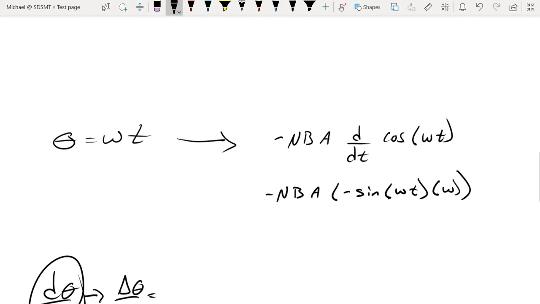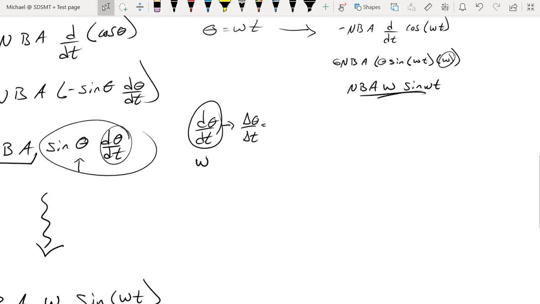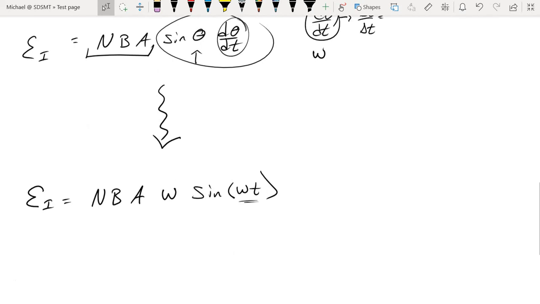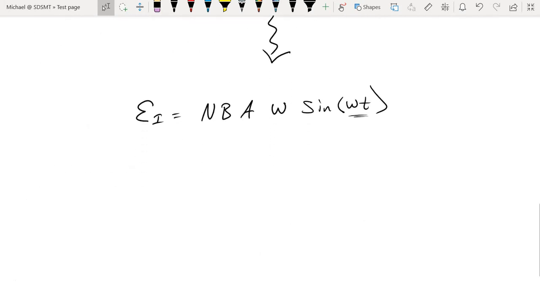Well, so what does that make? That makes two negatives, which is a positive. There's NBA, we've got an omega, and we have a sine omega t. So it's the same expression that we got in both cases. And in both cases, we have this time-dependent function for our EMF.